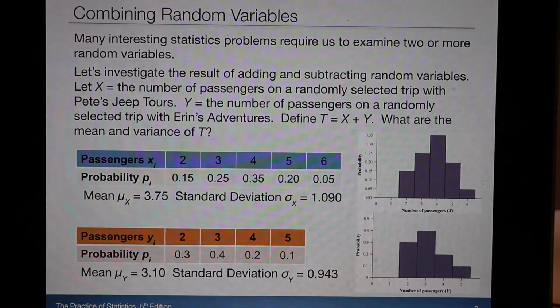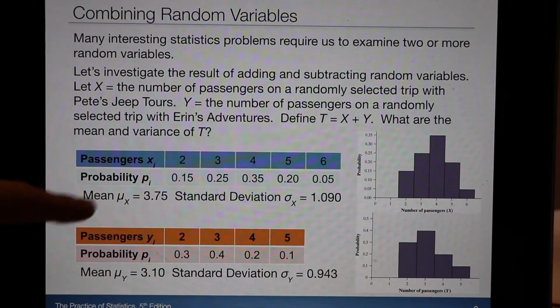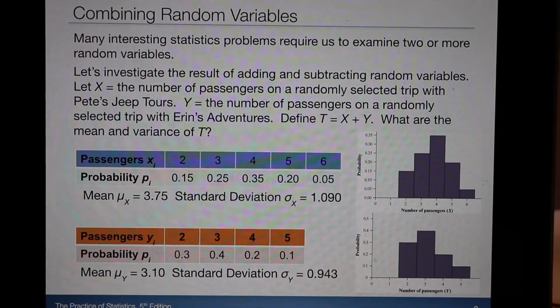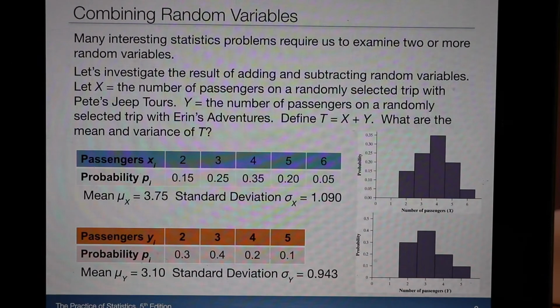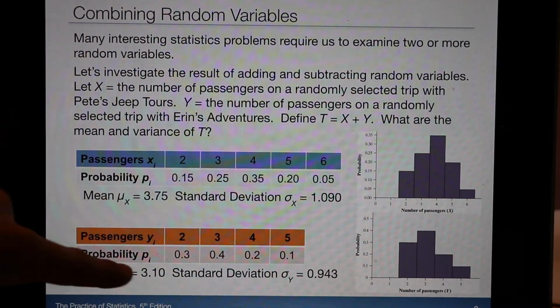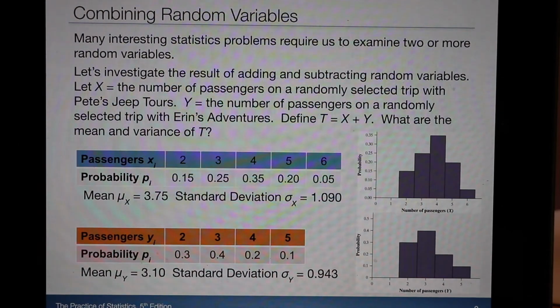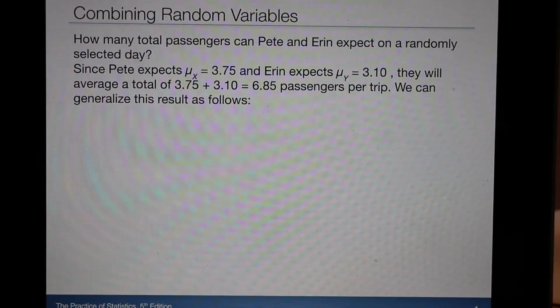So what's going to happen if we add them together? Let's think about this for a second. In the long run, we expect an average of 3.75 passengers for Pete's Jeep Tours, and for Aaron's, we expect 3.1. So if we were to combine these companies, how many passengers should we expect? Well, 3.75 for this one, 3.1 for that one. Kind of makes sense that if we were to combine these companies, it'd be the addition of the 2.